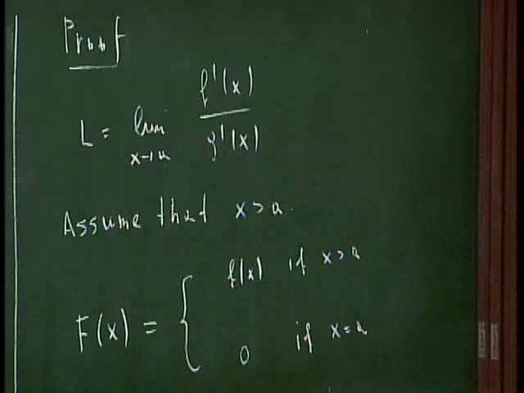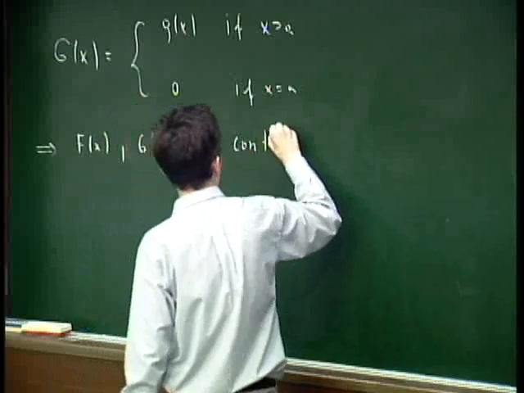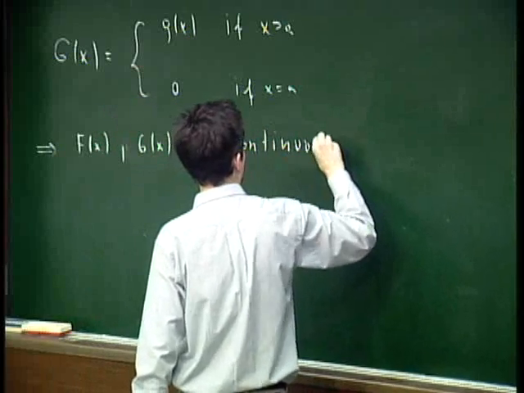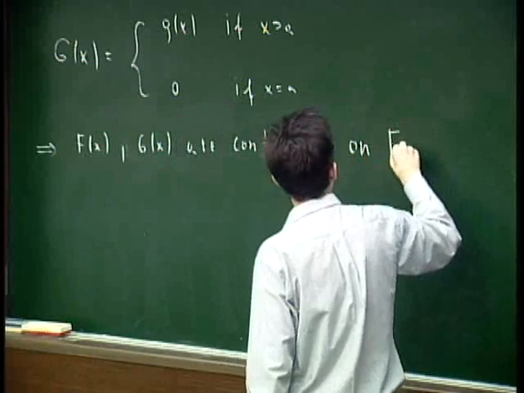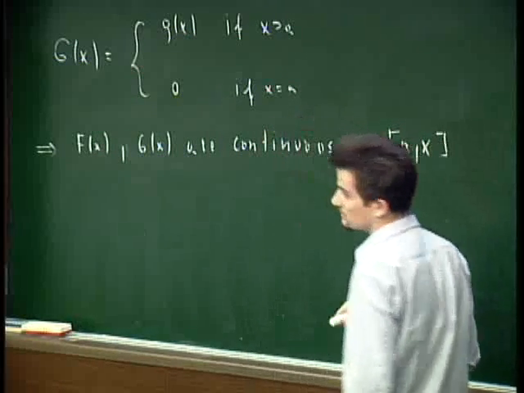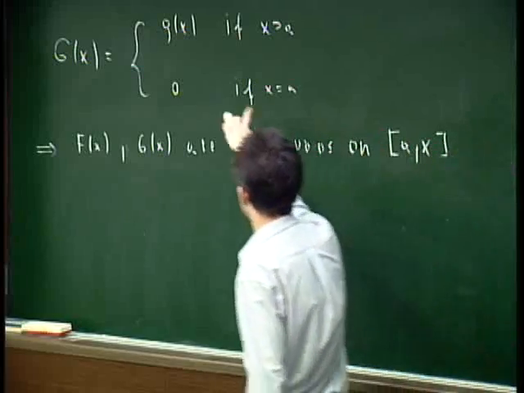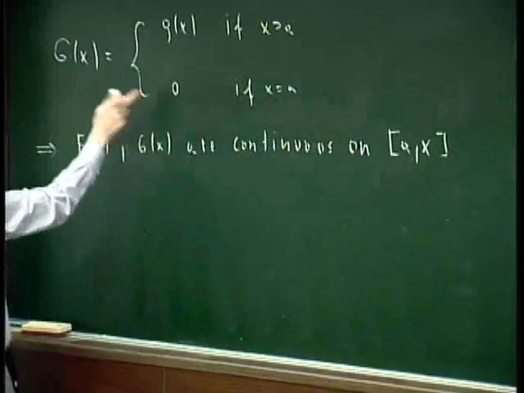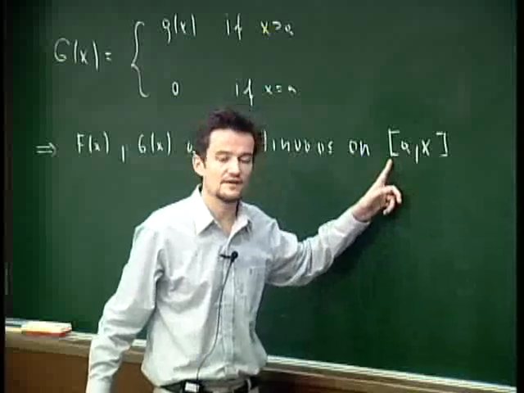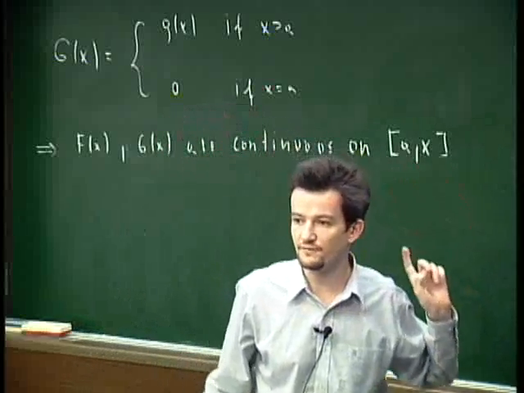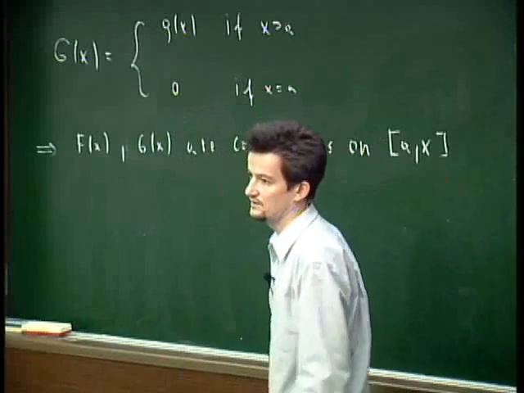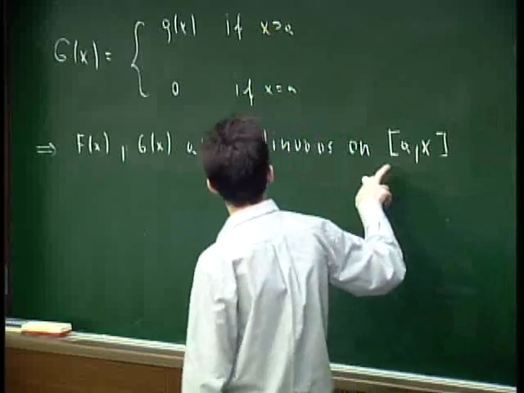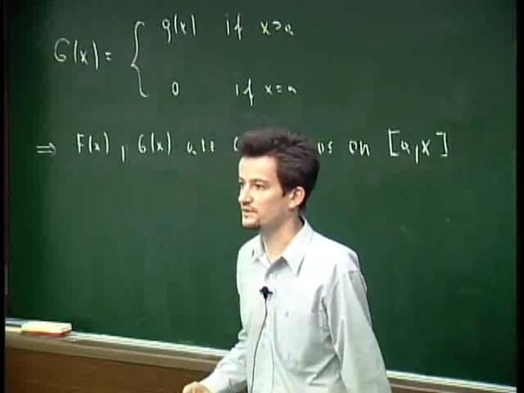Now, what have we gained? Observe that both capital F of x and capital G of x are continuous on the whole closed interval from a to x. The important thing why we define the function like this for x equal to a is that at the left boundary the functions are continuous as well. The function is clearly continuous if we stay away from the boundary because it's differentiable.